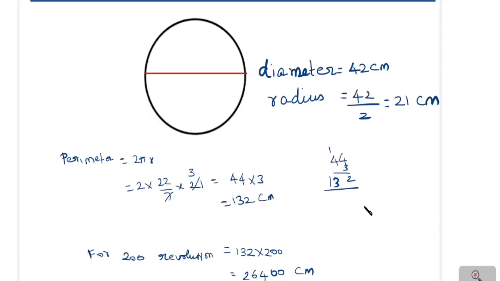$26,400 centimeters can covered. It can covered.